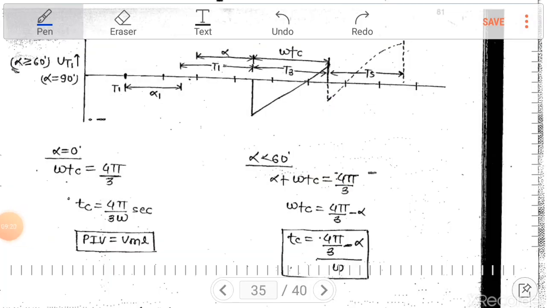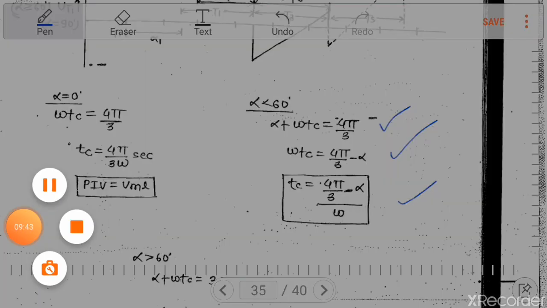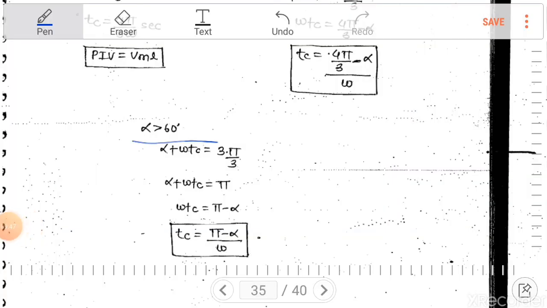Now for alpha greater than 0 degree and less than 60 degree, we can find circuit turn-off time by this formula: alpha plus omega tc equal to 4 pi by 3. As alpha is increasing, circuit turn-off time will reduce. So tc is 4 pi by 3 minus alpha divided by omega. For alpha greater than 60 degree, alpha plus omega tc equal to pi, and omega tc equal to pi minus alpha, so tc is equal to pi minus alpha divided by omega.